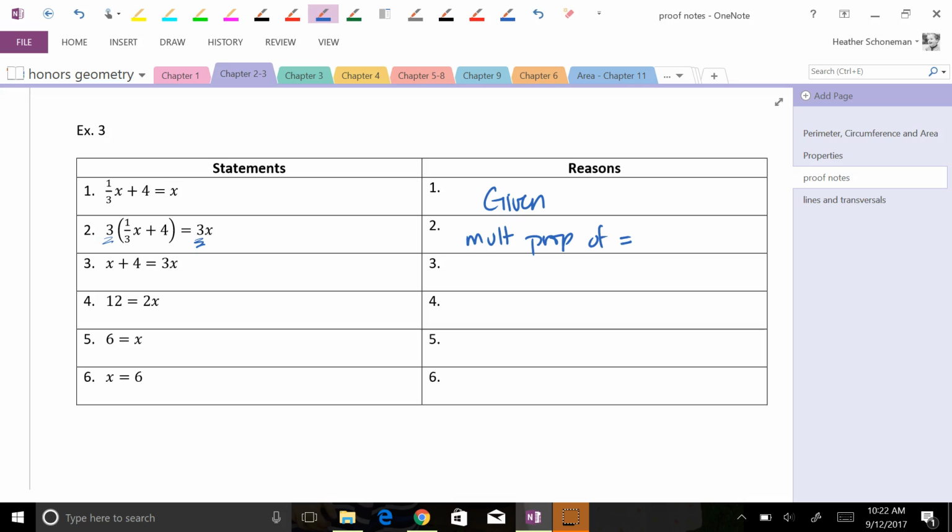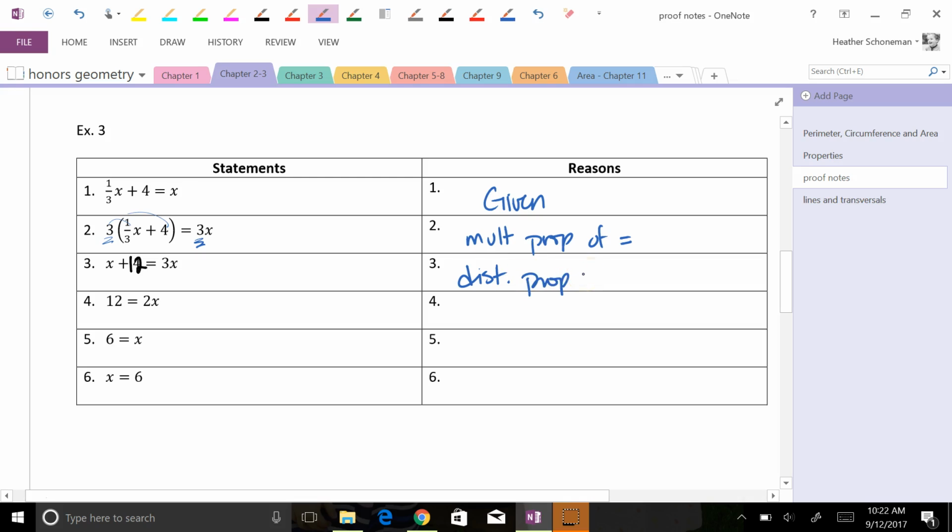Okay, the next step, on the left-hand side, the right doesn't change, but on the left-hand side, it appears that they distributed the 3, except I've got really bad typing, so this should be a 12 instead. So if you distribute the 3, 1/3 times 3 is just 1, so you have an invisible 1x, and then 3 times 4 will give you the 12. So what that would be is the distributive property.